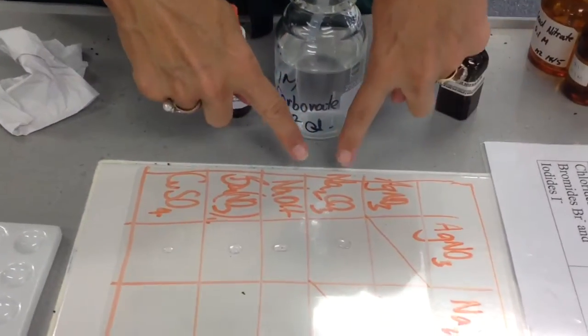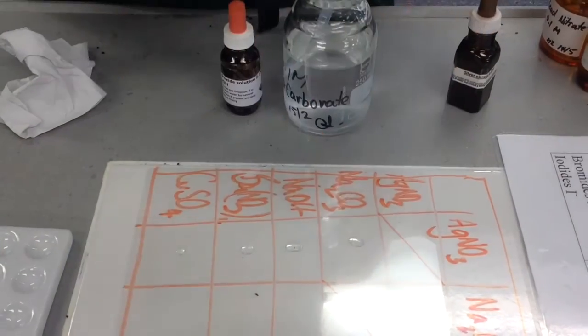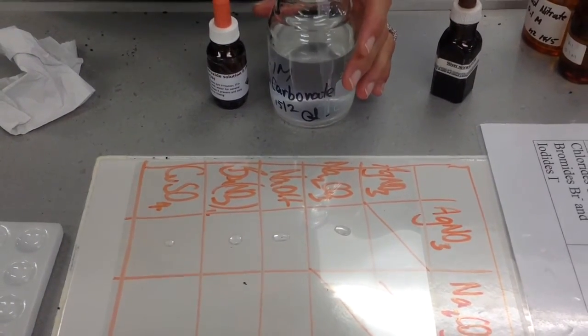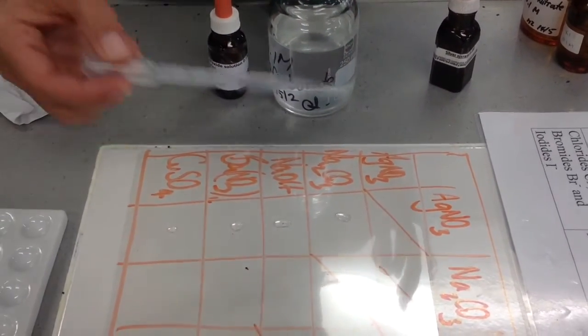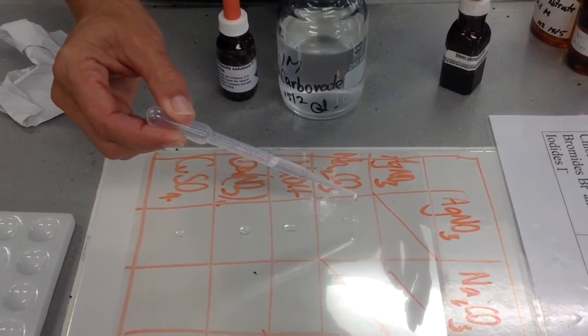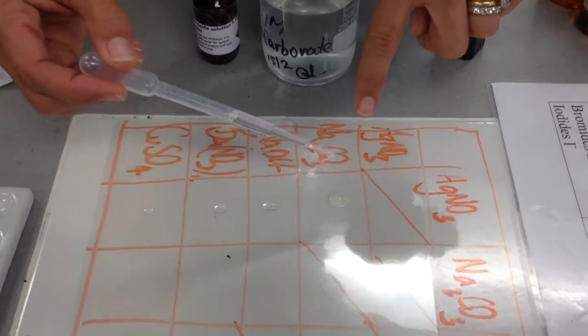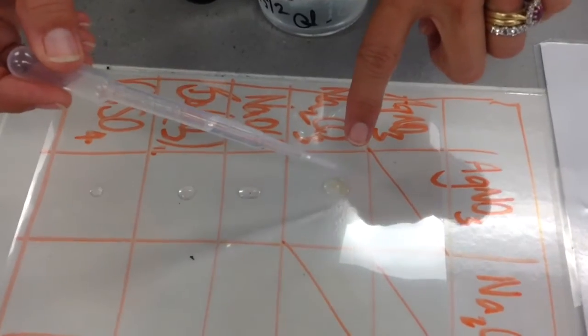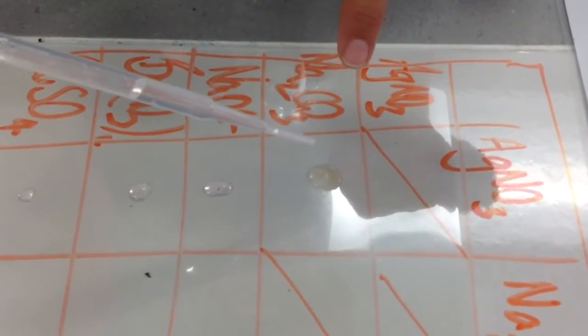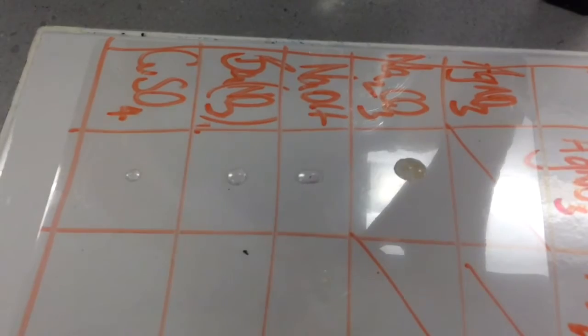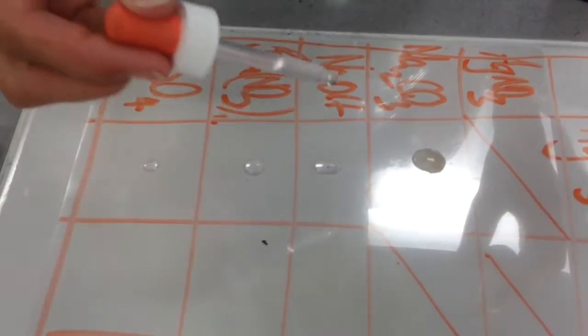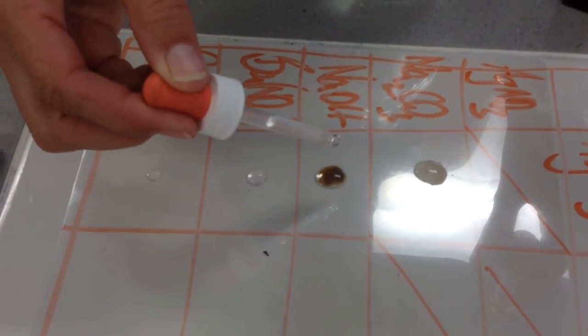So I'll follow this, and I need some sodium carbonate, and I'll pop a couple of drops of sodium carbonate on there. And I'm very careful to leave the dropper above the drop here so as to not contaminate all of the other dropper bottles. Then sodium hydroxide again, I'll take a couple of drops and just place them on that one there.